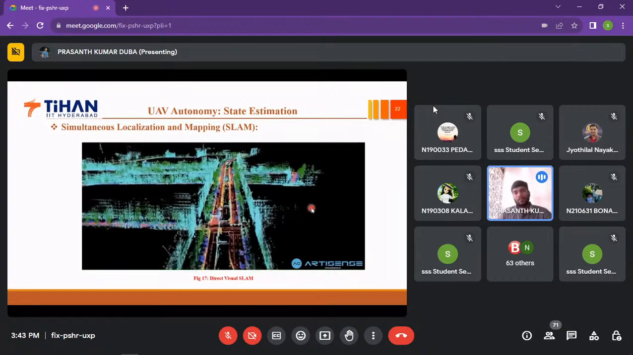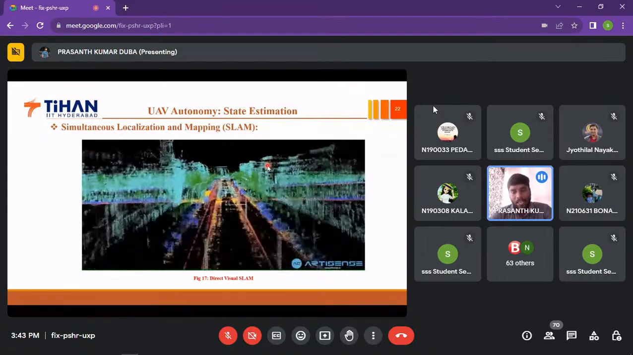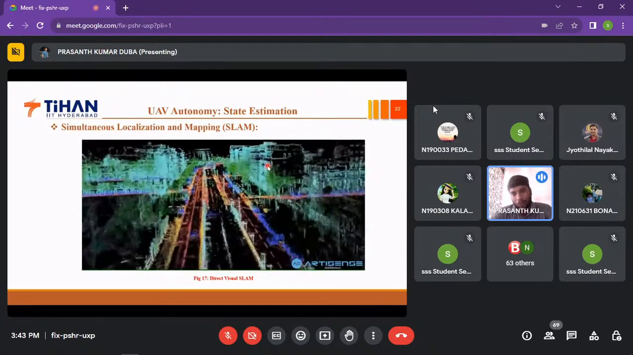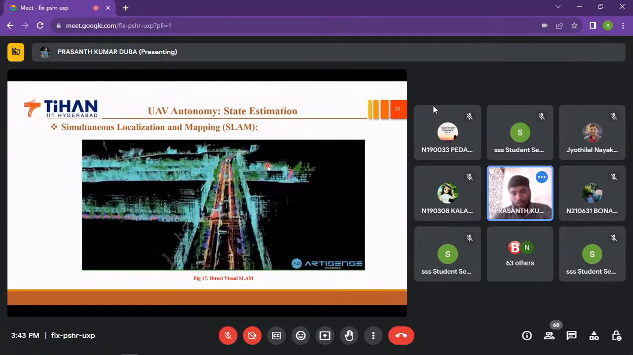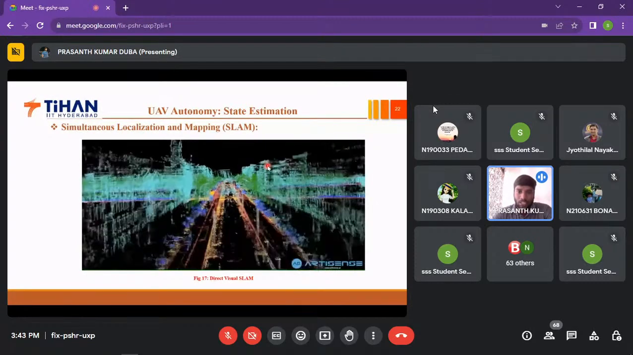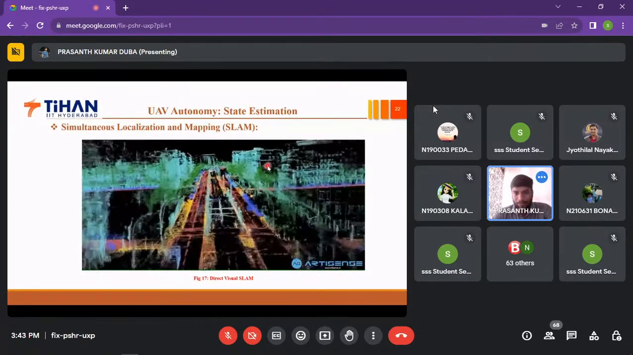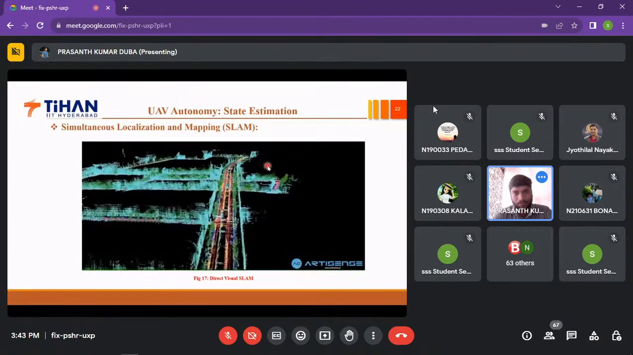This is an example system of a UAV with a camera and also GPS and IMU. This is direct visual SLAM. If you are moving in a city, we get all the information about the city using SLAM. This is a 3D SLAM. It's a simple example.